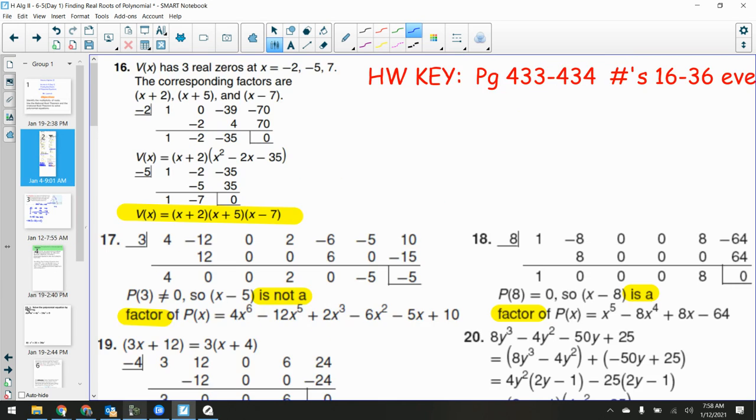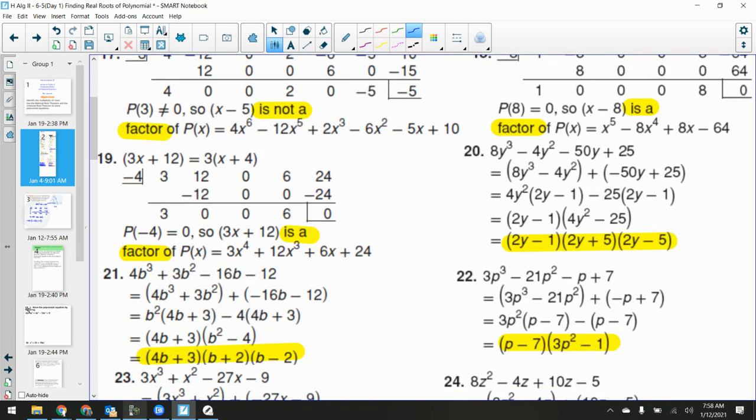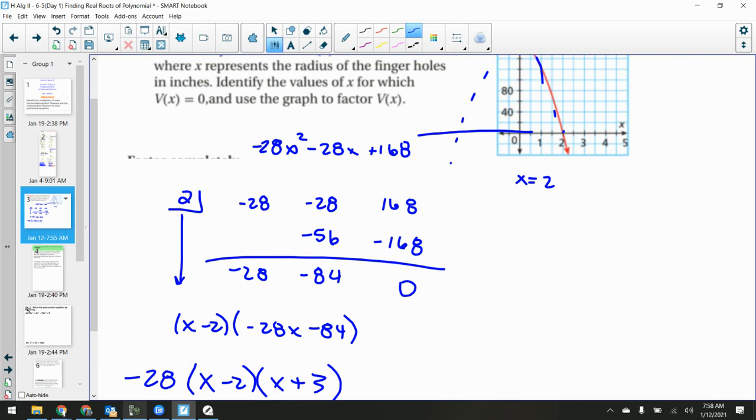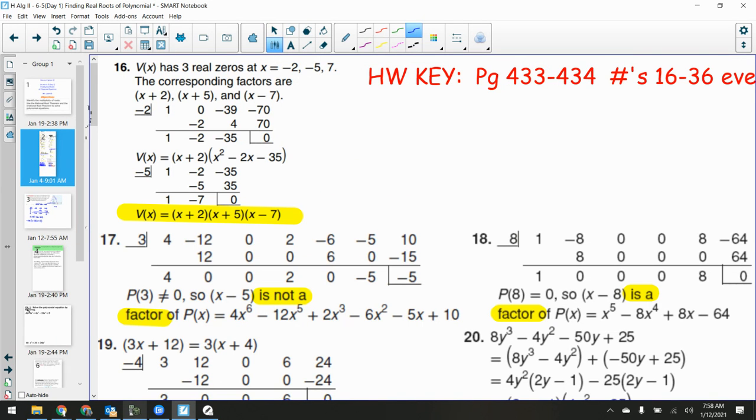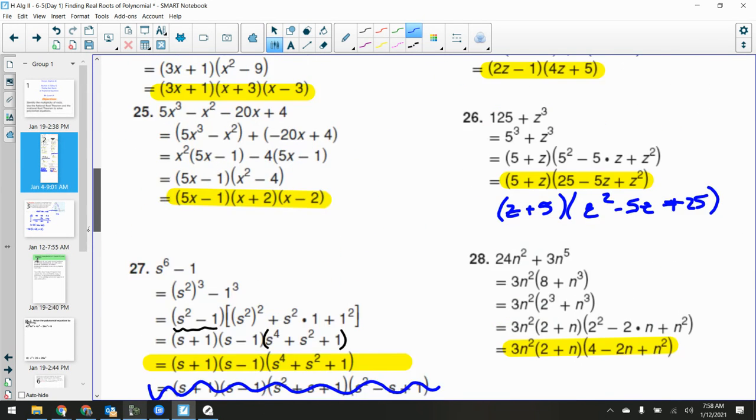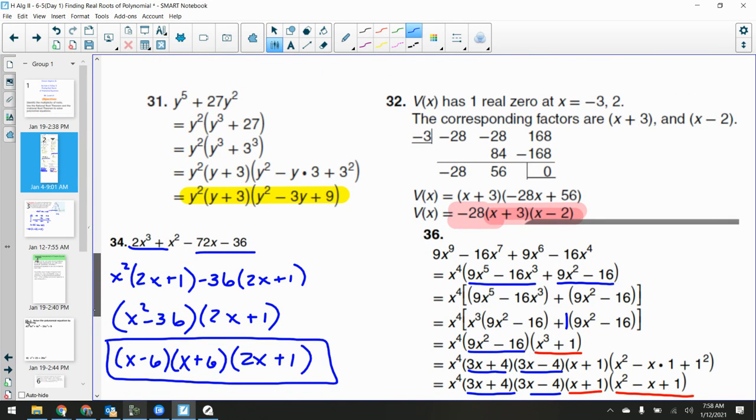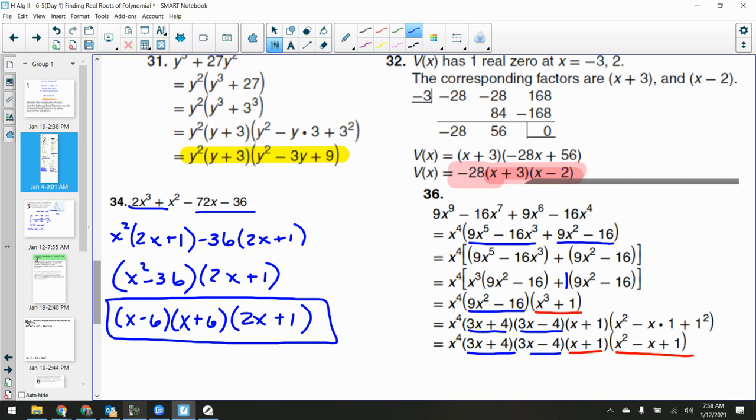I want to see what the book did. Because what I actually thought of doing first was taking out the GCF first. But it said to use the graph to factor down, so I'm thinking they would want us to do the 2 first. But, you know, let's see what they did. They did a -3 first. Did they get the negative? Whatever. Same answer. That's weird.